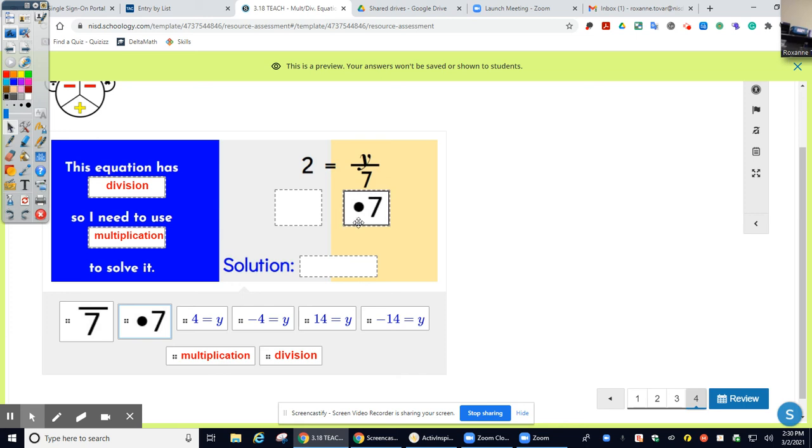If we multiply by 7 on one side, we now have to multiply by 7 on both sides. The side with y, we get rid of our 7's. And 2 times 7 is 14. So 14 equals y.